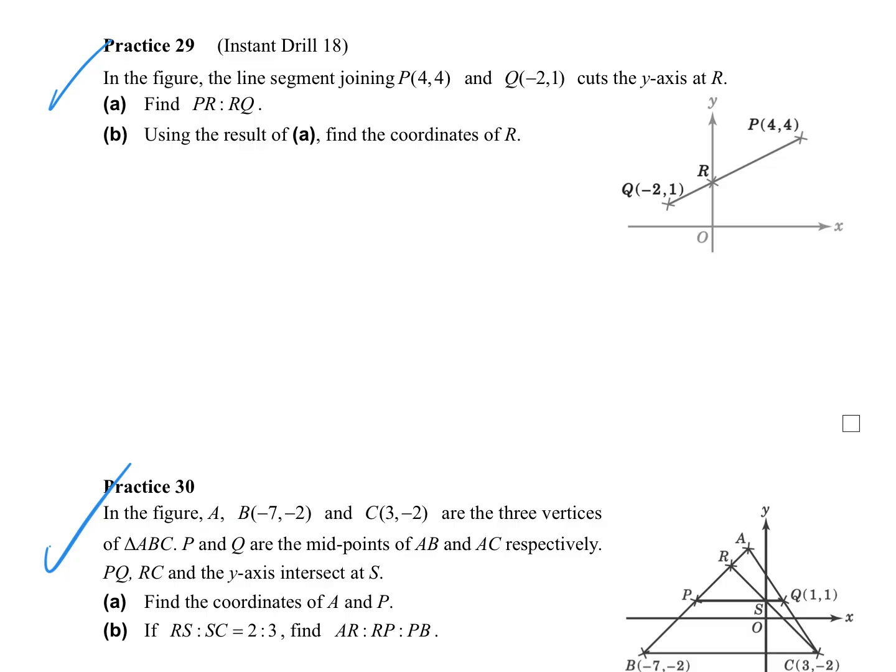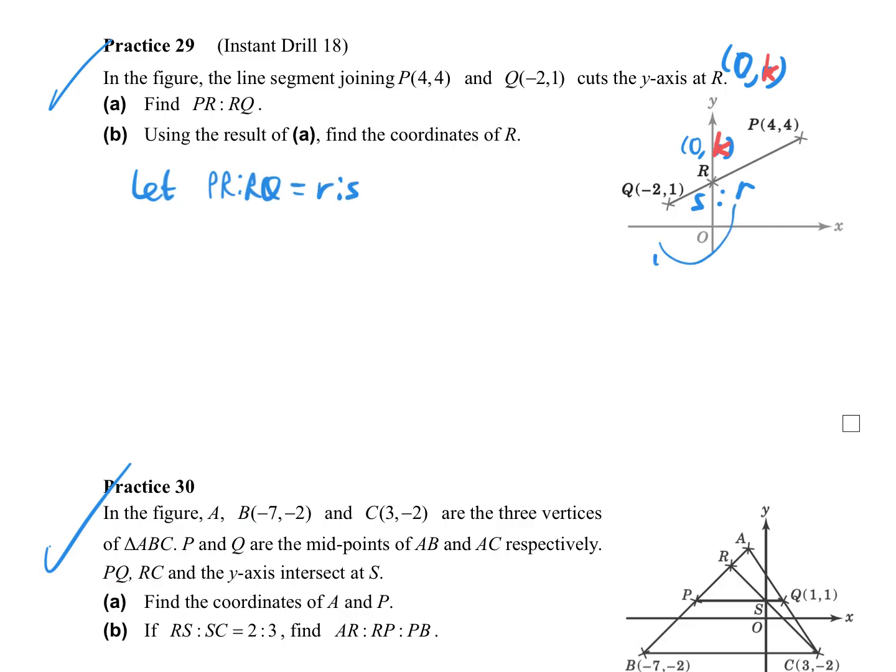The line cuts the y-axis at R, so indeed you may let the coordinates of R be 0, r. At the y-axis the x-coordinate is 0. And be very careful what they ask for. It's PR to RQ. So maybe I'll avoid R, because I see plenty of you using R in your steps. So you may let this ratio be R to S. PR to RQ is your general R to S.